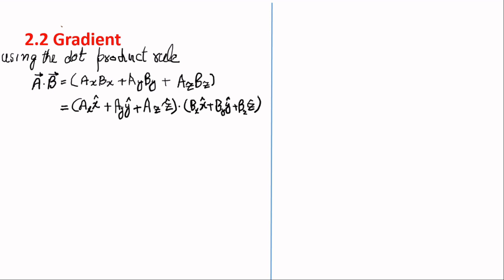Using the dot product rule, a dot b is ax bx plus ay by plus az bz, you can write it as ax into x cap plus ay into y cap plus az into z cap dot bx x cap plus by y cap plus bz into z cap. Because when you take the dot product, ax bx will be equal to ax bx, x cap dot y cap will be 0, and x cap dot z cap will be equal to 0. So you get only this term when you multiply ax and the b vector. You multiply ay and this b vector, you get this. Multiply az and this b vector, you get this.